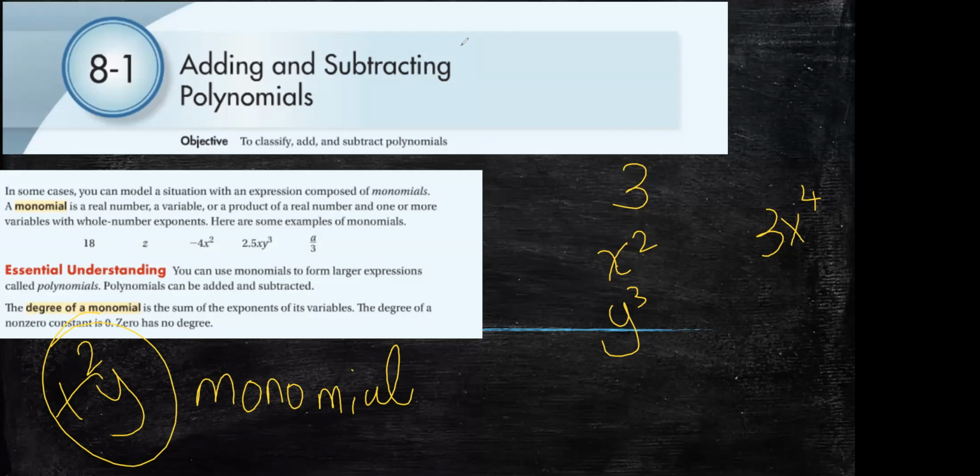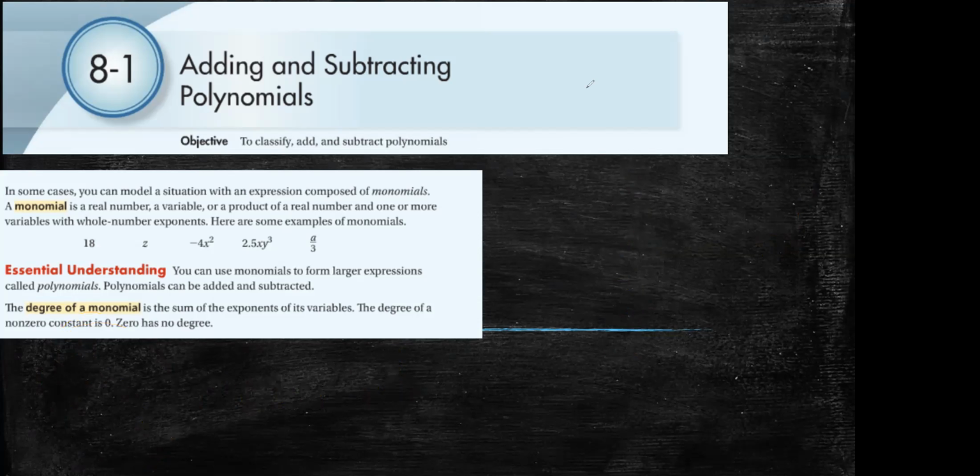Now, if you have more than one monomial, we call it a polynomial. So, one number is a monomial. We say that 3 is a monomial. X squared is a monomial. Y cubed is a monomial. 3x squared is also a monomial. It could be a variable or it could be a real number. If you add them or subtract them, you will have a polynomial.